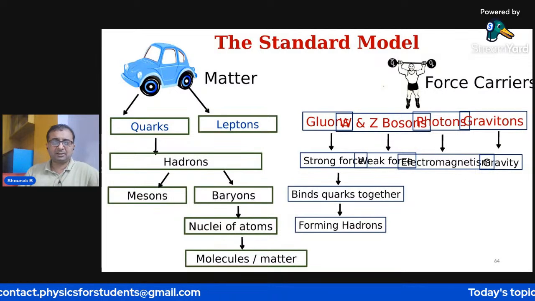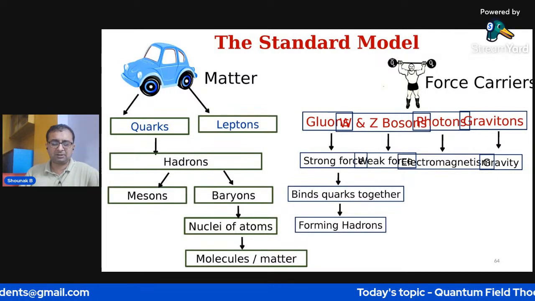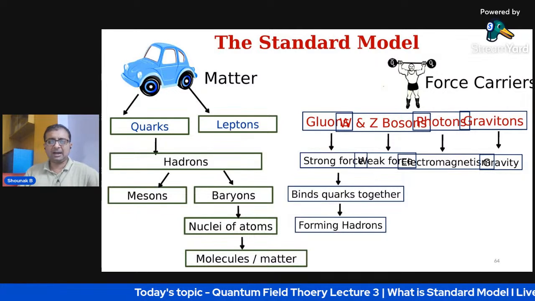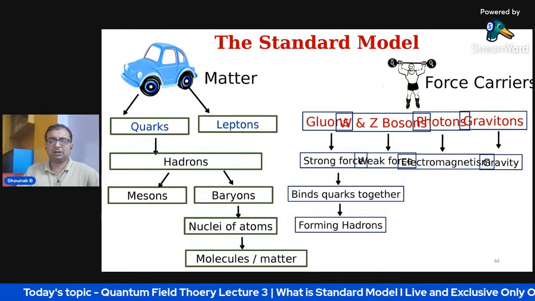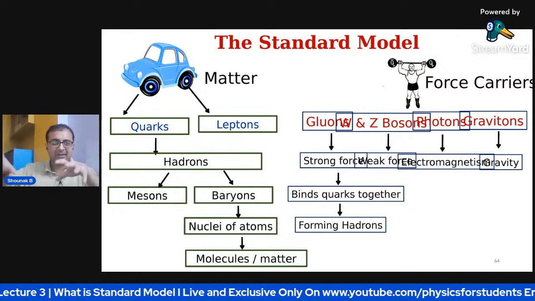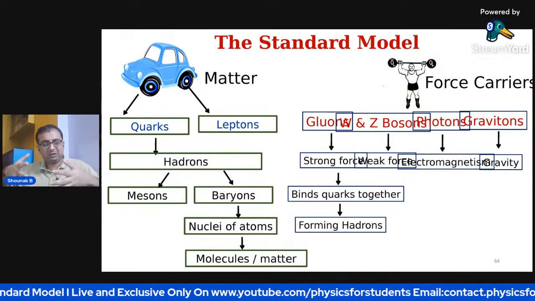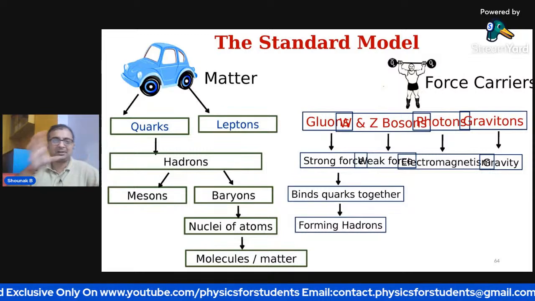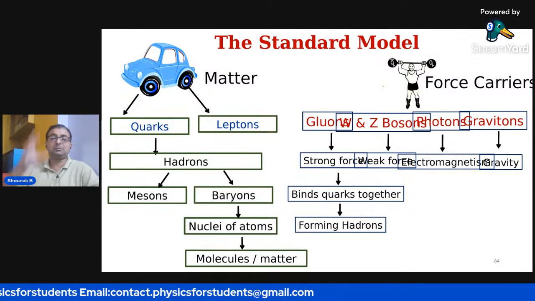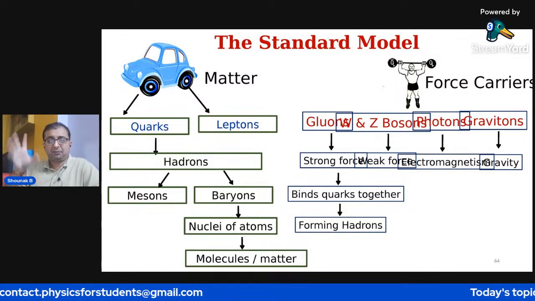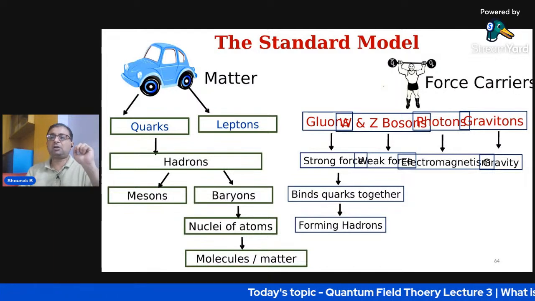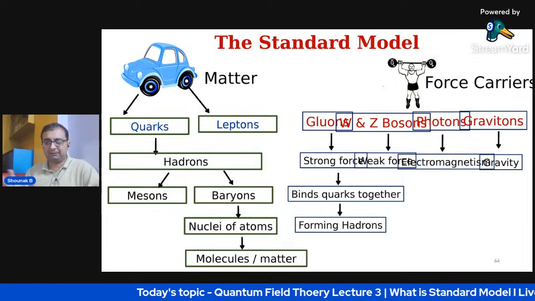So this is the standard model. As you can see here, I have tried to explain it with a simple idea that matter comprises, say, for example, a car, which consists of quarks and leptons. Quarks are further divided into hadrons. Hadrons have again two parts, mesons and baryons. Baryons actually comprise the nuclei of atoms, of the molecules and matter. And the force carriers are gluons, the W and Z bosons, the photons and the gravitons.